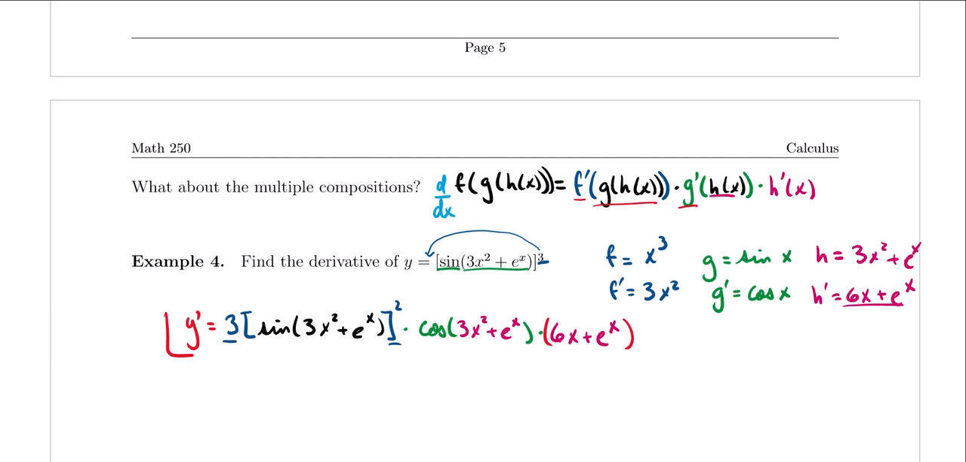So this is where we're going to be stopping our recording here. We'll keep on practicing more problems involving the chain rule, both in class and in the next topic, which is going to have a different name for the techniques, but it's really just going to be the chain rule.